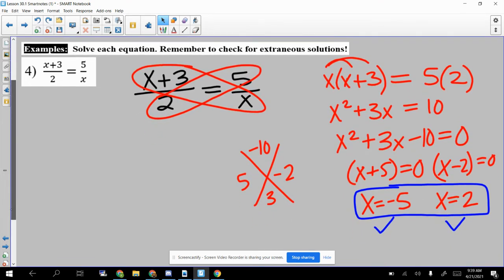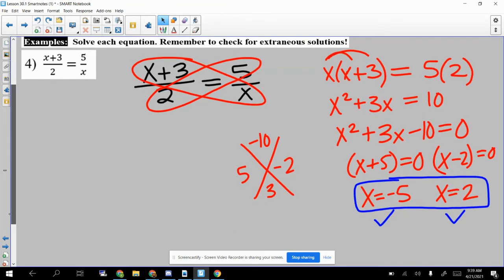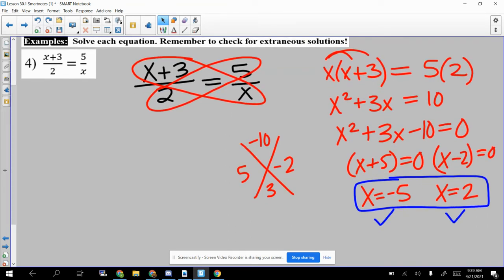Now, because of that x squared, it does not cancel with any other x squared. So you have to subtract the 10 over. Then you have a trinomial, so you have to factor. So you factor that and you get x plus 5 and x minus 2. Set them equal to 0 and solve. You get x equals negative 5 and x equals 2.